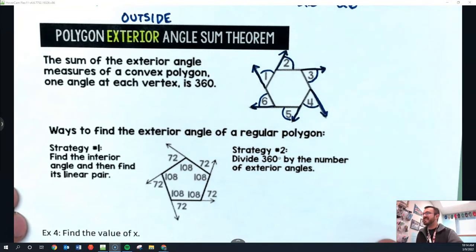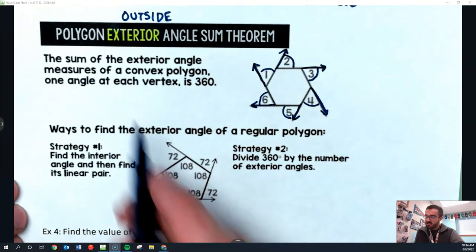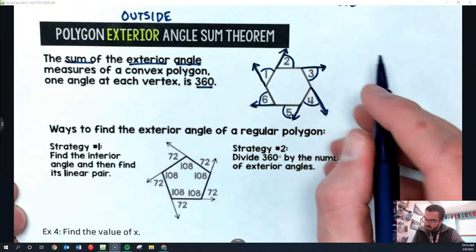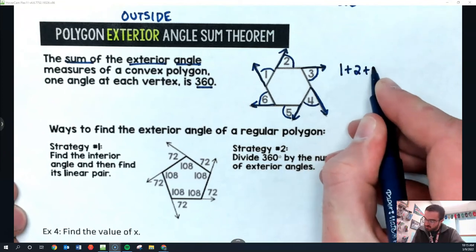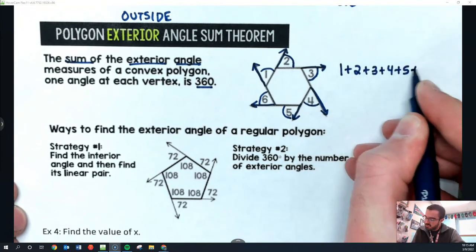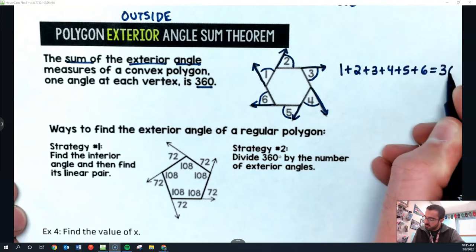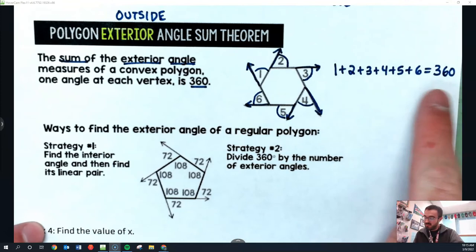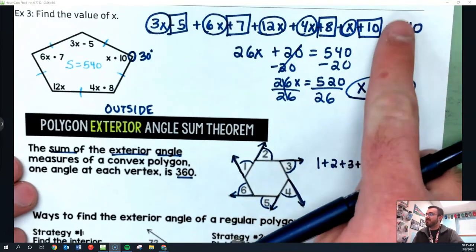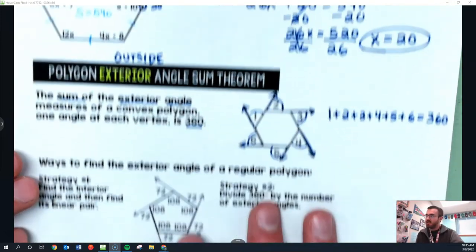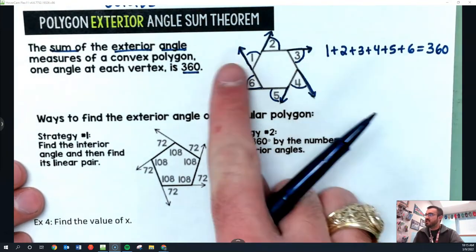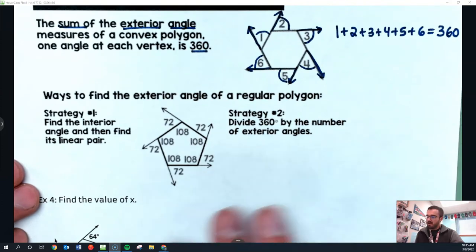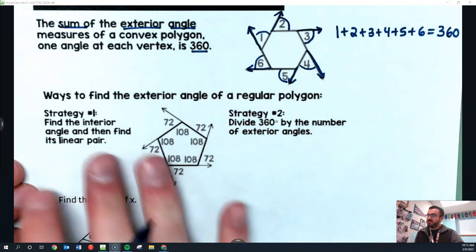So basically, this one's actually a little bit easier, guys. The sum of the exterior angle measures is 360. So if I did 1 plus 2 plus 3 plus 4 plus 5 plus 6, it's always going to equal 360, no matter what the shape is. So this one's pretty easy to remember. You don't have to figure out, like here you had to figure out 540 because it's a pentagon. All of the exterior angles are always going to add up to 360. These are just a few different strategies, but let's just hop right in.